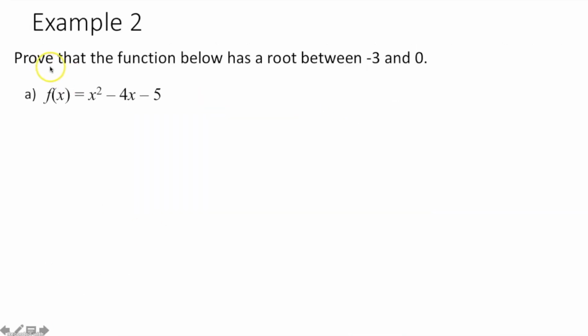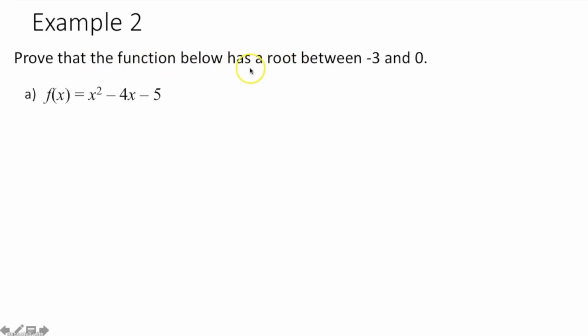Now example 2 says prove that the function below has a root between -3 and 0. This example is a little different than the previous example because we aren't flat out given a closed interval and an f of c value. But if you read the question closely, you can see that we are actually given those things.